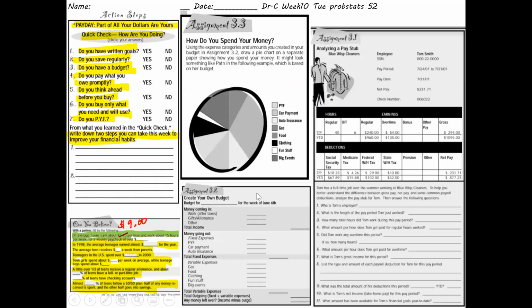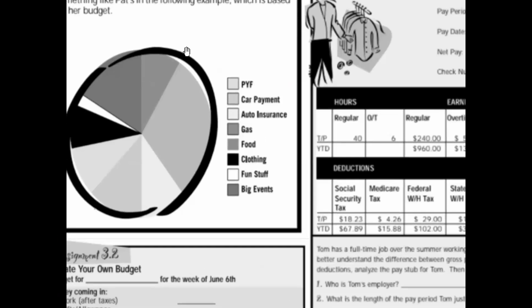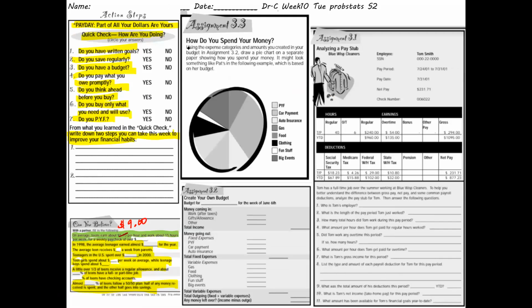All right, you guys, when you're done with that, I'm going to have you move over to breaking down the pie, which is showing me how you go about spending your money. So using the expense categories, I want you to draw a pie chart after you've already read pages 9 to 12 about how you spend your money. Obviously there's food, gas, auto insurance if you drive, maybe a car payment, clothing, fun stuff, big events. Everything that you do here should add up to 100%. It shouldn't go over 100% because a pie is 100%.